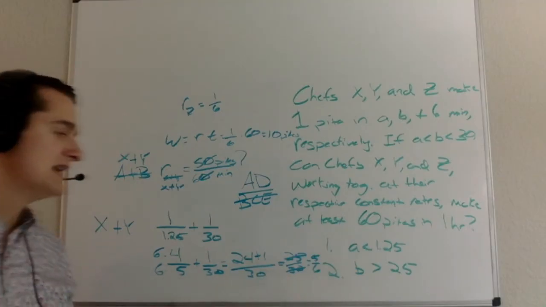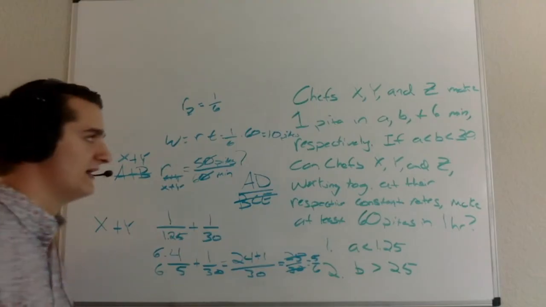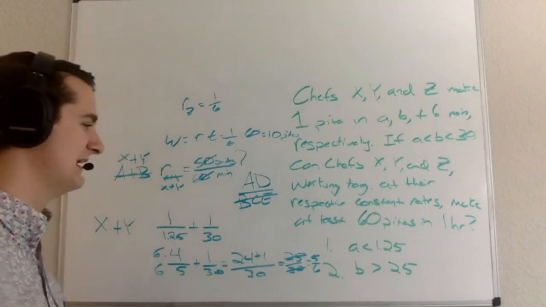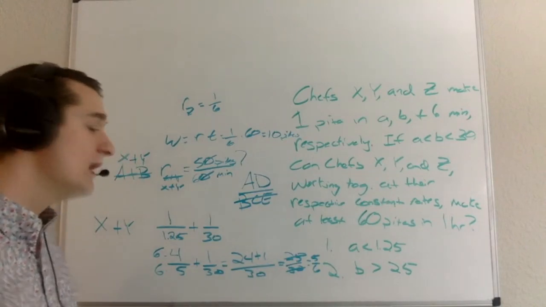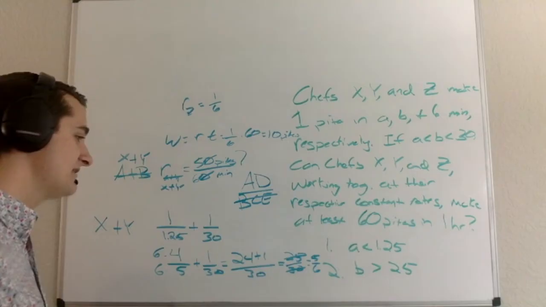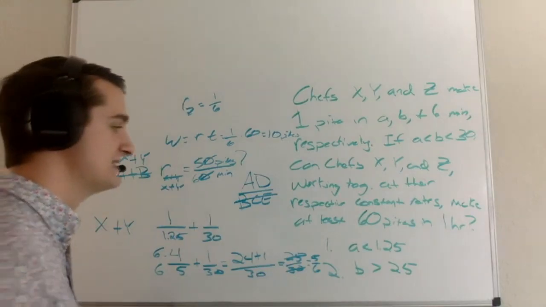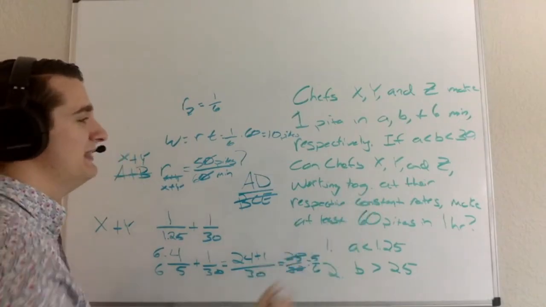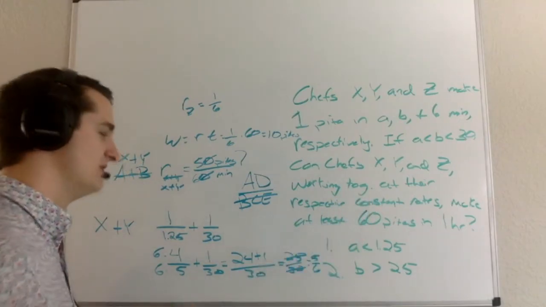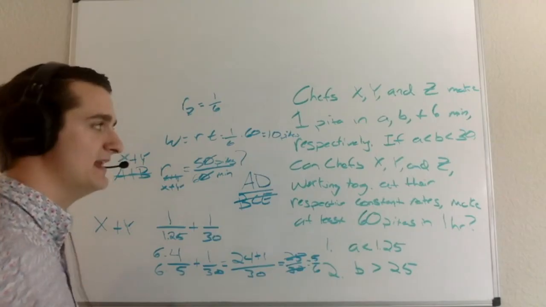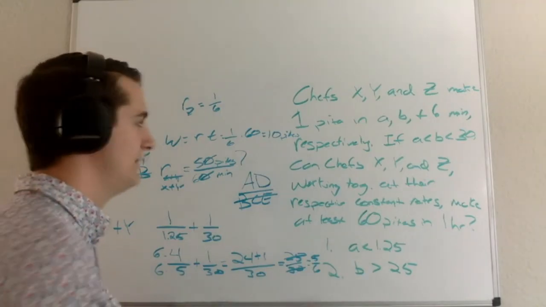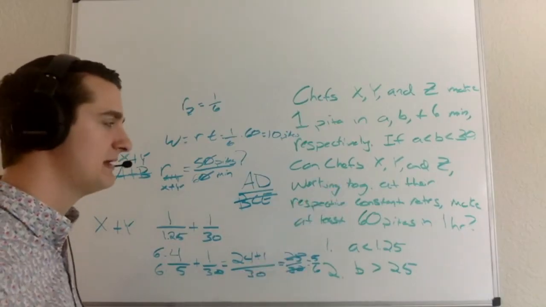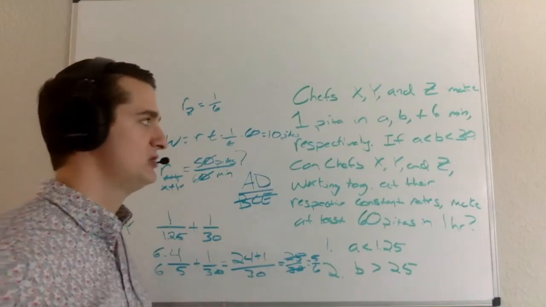Then I start to look at statement 2. Statement 2 tells me that B is greater than 25. So in other words, chef Y takes at least 25 minutes to make a pita. Well, okay, that's great. So basically what that tells me is that if B is greater than 25, that kind of narrows down the range of B. So the time that it could take chef Y to make a pita could be anywhere from 25 minutes to 30 minutes. But again, I have no information there about A.